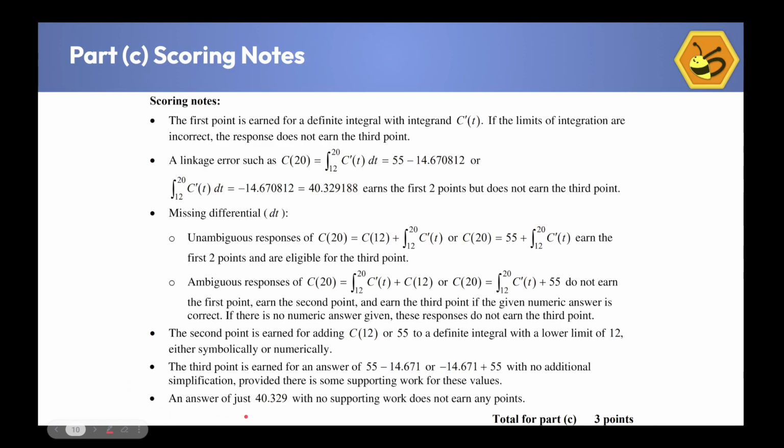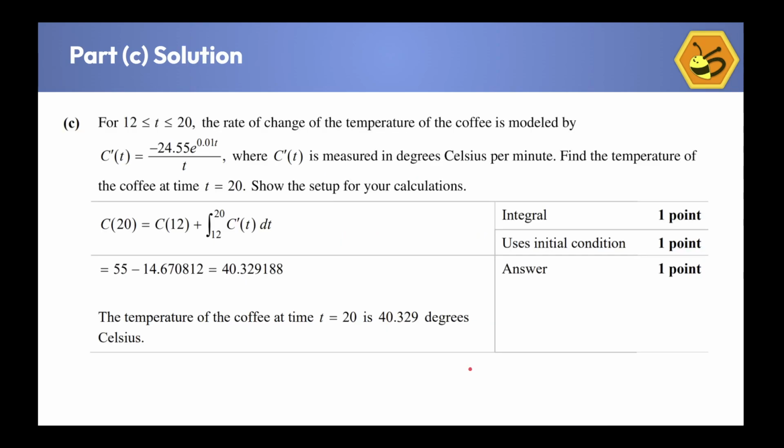And here's the importance of showing work. Just an answer is no points. And as usual, you don't need to simplify. The third point is earned just like this, with no additional simplification. But you still need to show supporting work, because there's 1 point for the integral, 1 point for C(12).